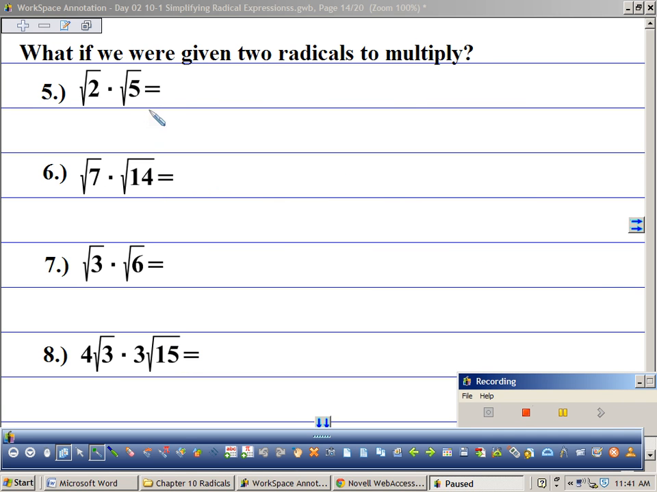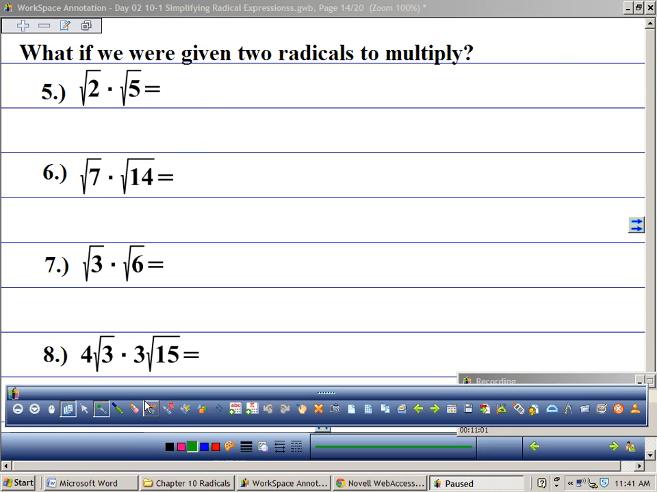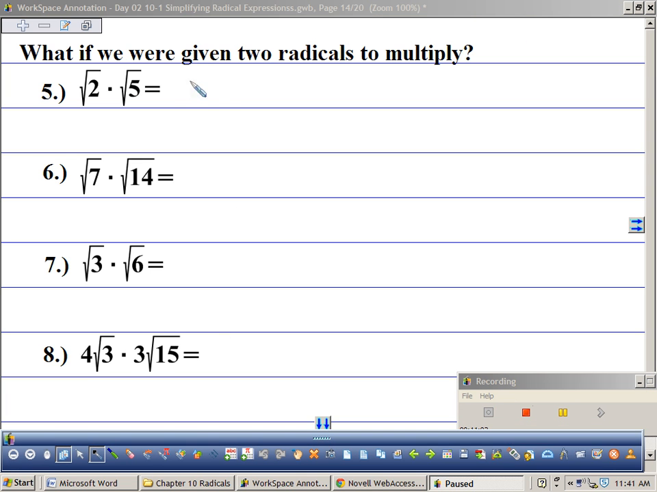Okay, so let's look at these. So couldn't I do the same thing? These are just separated a little bit. So do you see any squares in here? No. So all I can do with this is just simplify them. That's really root 10.